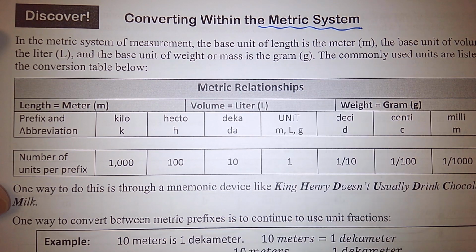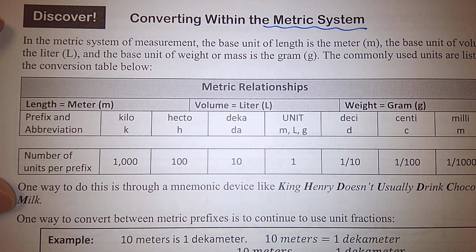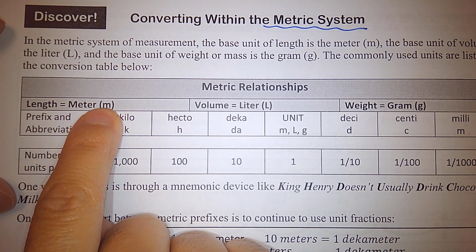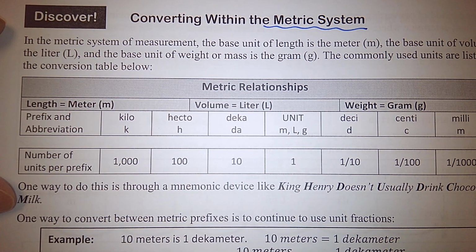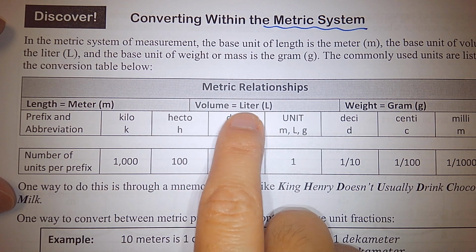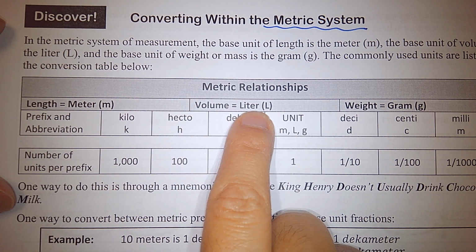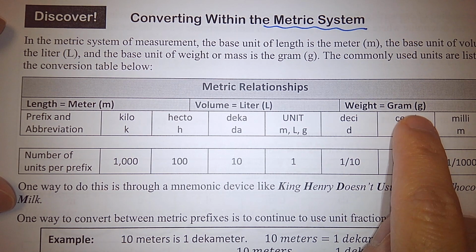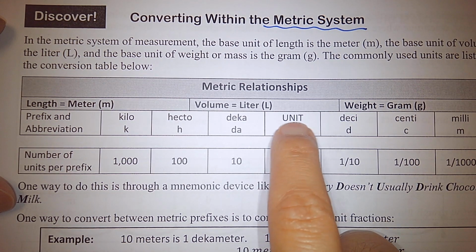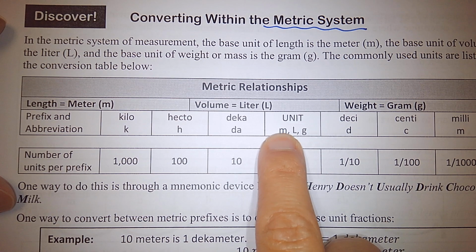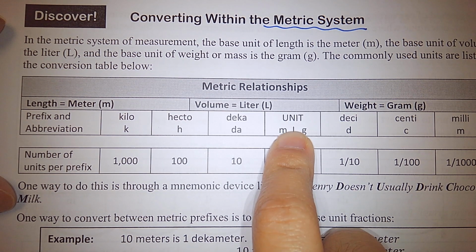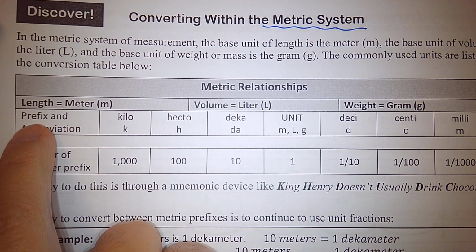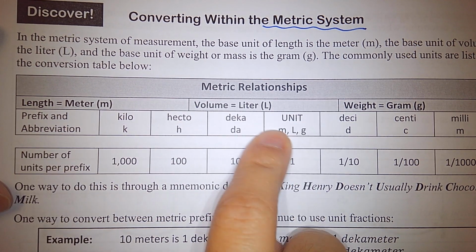So in the metric system, we don't use those units that you're more familiar with. We're using base units: meters for length, liters for volume. For example, if you go to the grocery store, you're going to buy a 2-liter Coca-Cola, right? And we're using grams. So M is for meter, L is for liter, G is for gram. These are the base units, and then we're using prefixes for these base units.